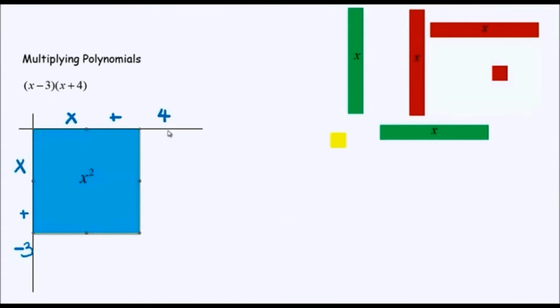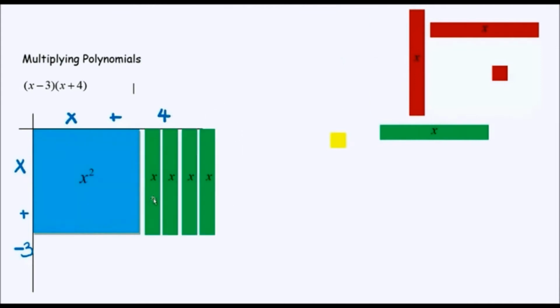And then x times 4. Okay, so x times 4 is 4 x's. So we're going to grab these guys. And we need 4 of them. So here's 1. Count again. 1, 2, 3, 4. Because 4 times x is 4 x's. Does that make sense? 4 x's. And then x times -3 is, what is it? All right, good. It's -3x.